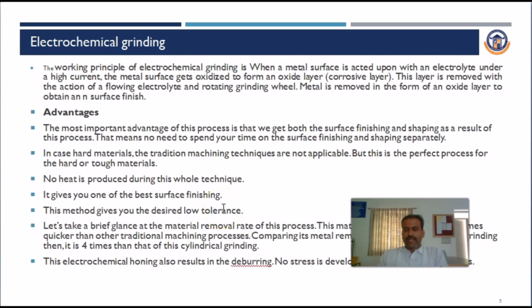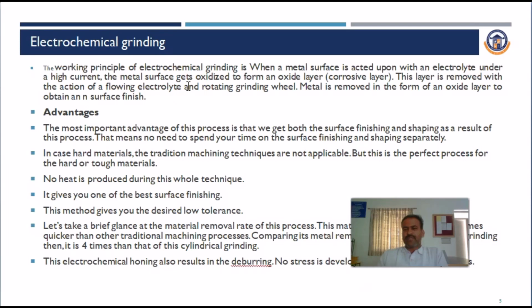The working principle of electrochemical grinding: when the metal surface acts with an electrolyte under high current, the metal surface gets oxidized to form an oxide layer, that is a corrosive layer. This layer is removed by the action of the flowing electrolyte and the rotating grinding wheel.